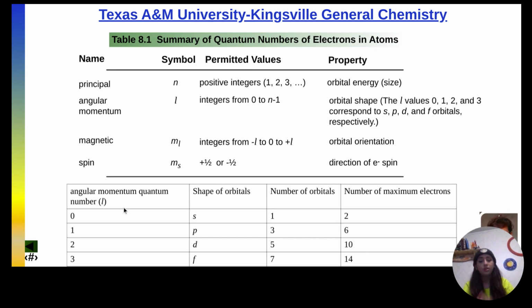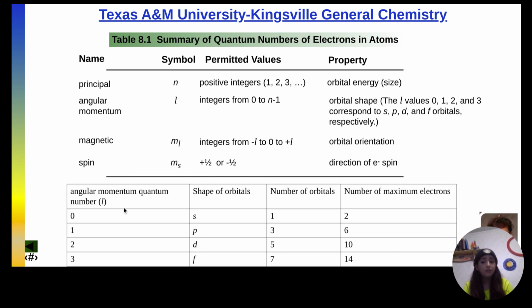So 0 has the shape s orbitals, the number of orbitals is 1, and the number of maximum electrons is 2. For 1, the shape of orbitals is p, the number of orbitals is 3, and the number of maximum electrons is 6. For the angular momentum quantum number 2, the shape of orbitals is d, the number of orbitals is 5, and the maximum number of electrons is 10.